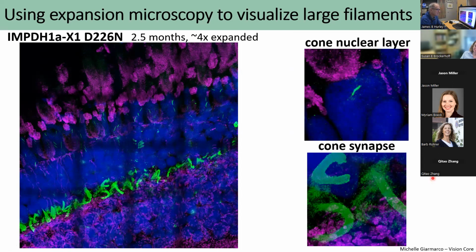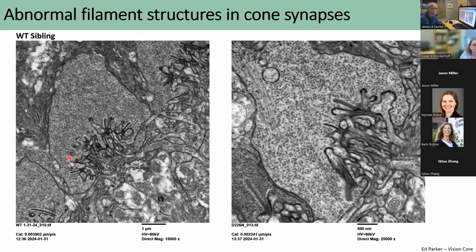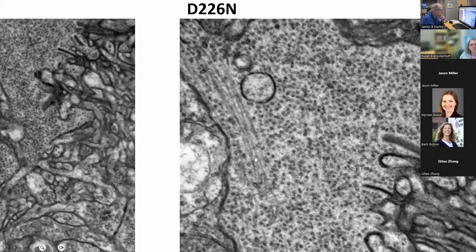And so we wanted to visualize this in another way and look more at what is going on in the synapse. So we turned to EM, and here's just a wild type zebrafish image. We can see the synapses here, the vesicles and some ribbons. And then we looked at our D226N, where again, we see vesicles and ribbons. So crudely, the machinery seems to be there, but we see these really long filamentous structures that we think are IMPDH, because we don't see them at all in the wild type.